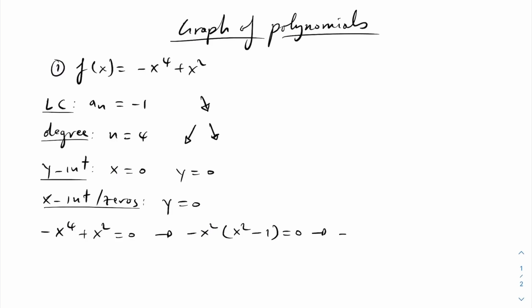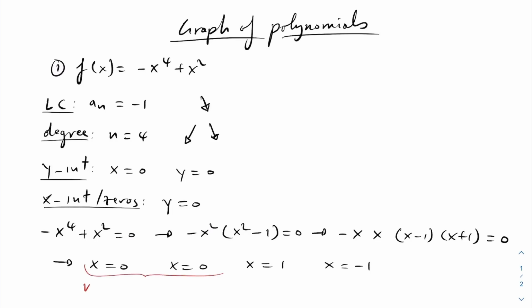And so that will give us negative x times x, and x minus 1 times x plus 1, because that's what the difference of squares gives you, equal to 0. From here, we can see that x will be equal to 0, or x will be equal to 0, or x should be equal to 1, or x should be equal to negative 1. The multiplicity is the number of times a zero happens. Since x equals 0 happens twice, we're going to say that x equals 0 has a multiplicity of 2. And so x equals 1 will have a multiplicity of 1, and x equals negative 1 would also have a multiplicity of 1.